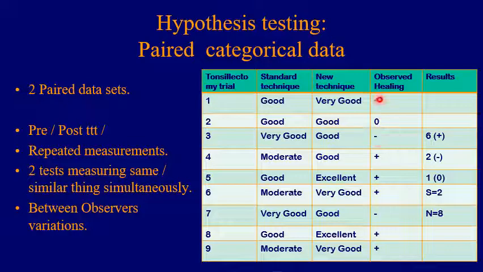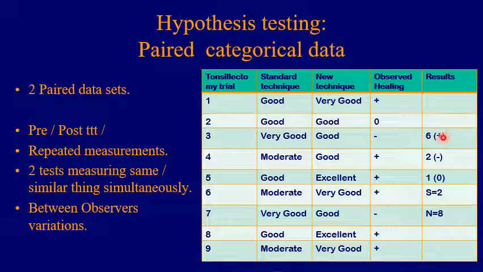Then we count up the number of the positives, it is 6, and the number of the negatives, it is 2, and the number who have equal, it is 0, would just be omitted. So the total number of patients is now 8 rather than 9 because we have deleted the results where there is no difference. And that's about it.